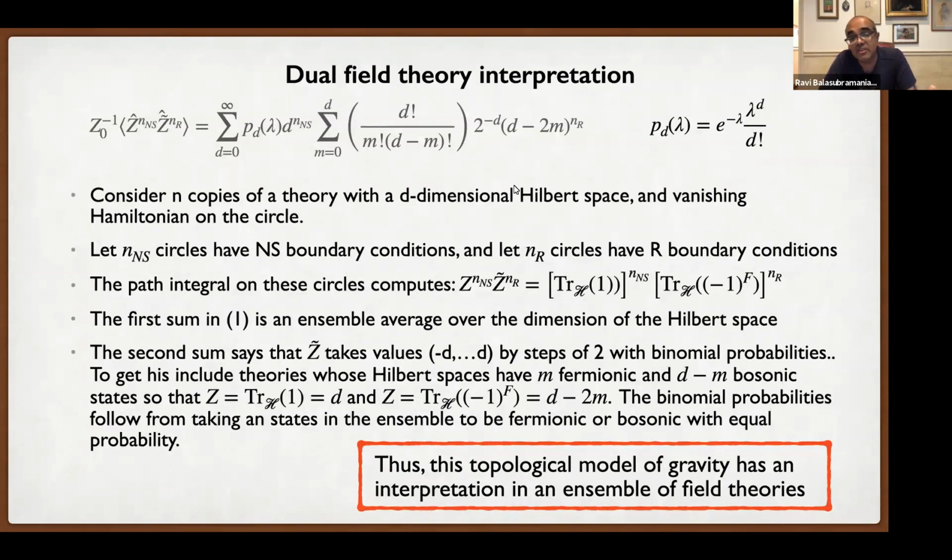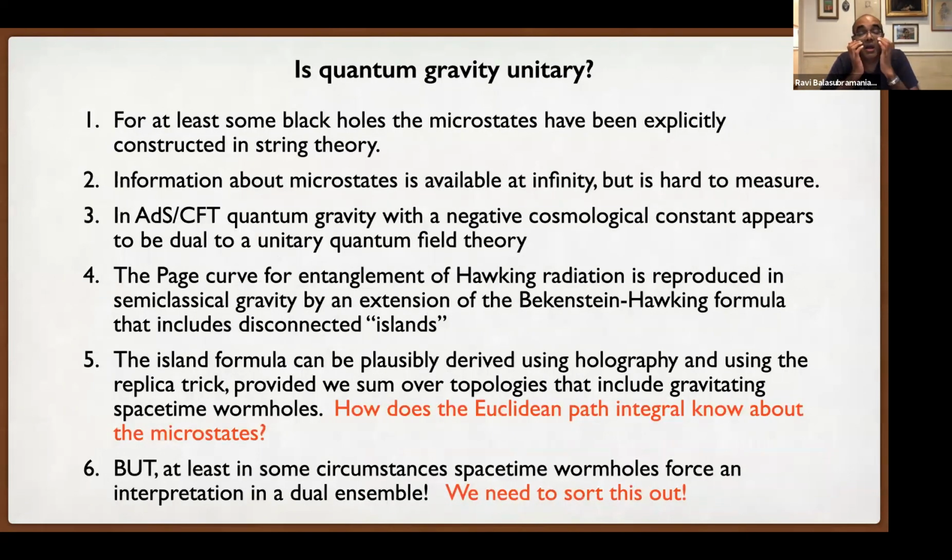You do a bulk path integral, and then you say, well, if I squint at this, I can interpret this as an ensemble sum. So this topological model of gravity has an interpretation in an ensemble of field theories. Okay, so what do we make of that? So I'm going to end here, basically.